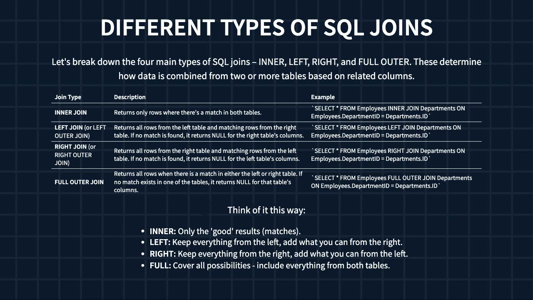Then we have our right join, which does the opposite, keeping all records from the right table and filling in nulls for unmatched rows on the left. Finally, a full outer join combines every row from both tables, regardless of whether there's a match or not. Think of them as different ways to cover your data when merging information.